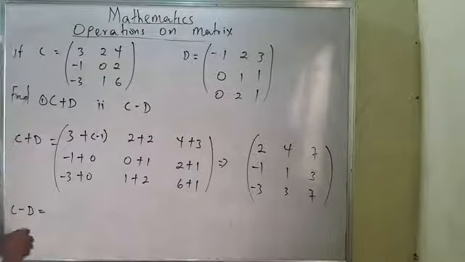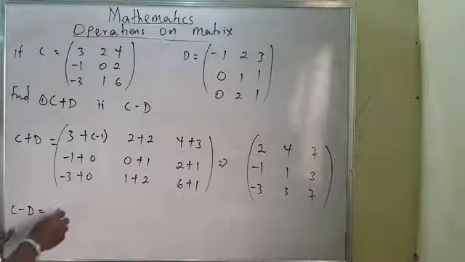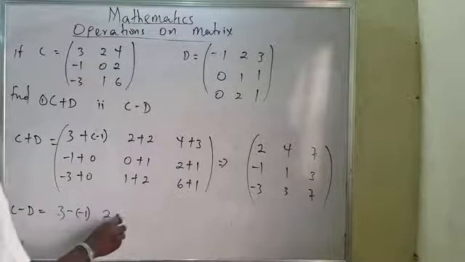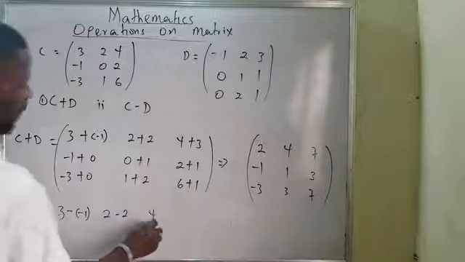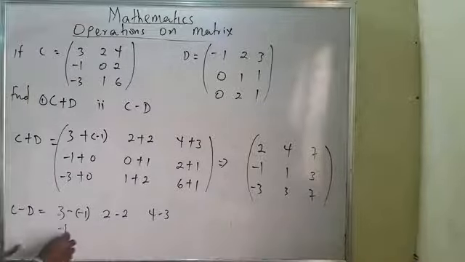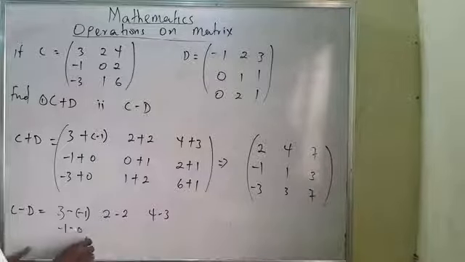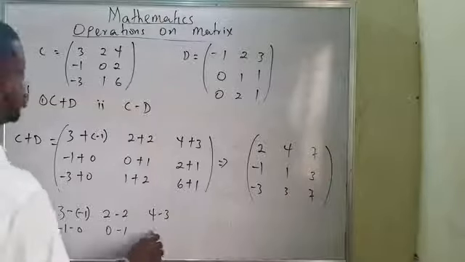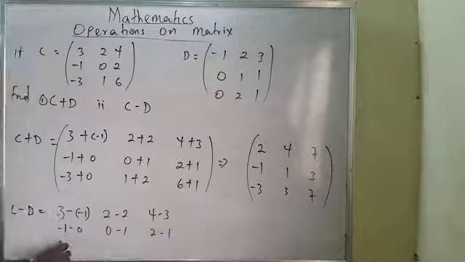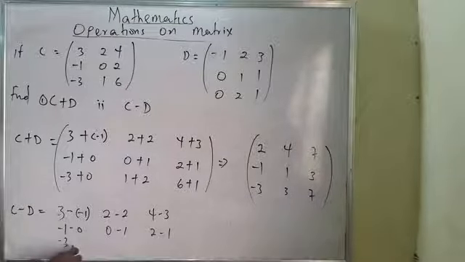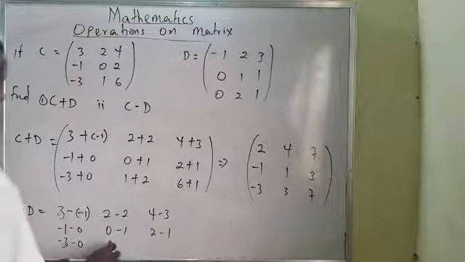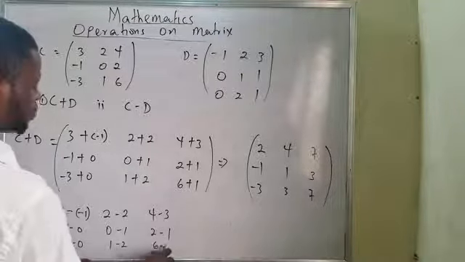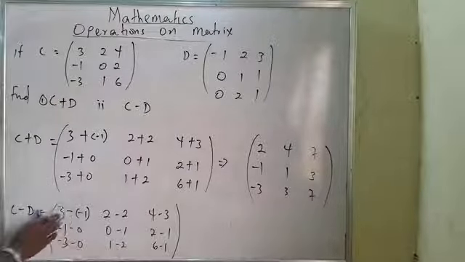Now, if I'm to do this, it means C minus D. It means it will be 3 minus 1. It will be 2 minus 2. It will be 4 minus 3. It will be minus 1 minus 0. It will be 0 minus 1. It will be 2 minus 1. And minus 3 minus 0, 1 minus 2, and 6 minus 1. Can you see? That is what we are talking about.